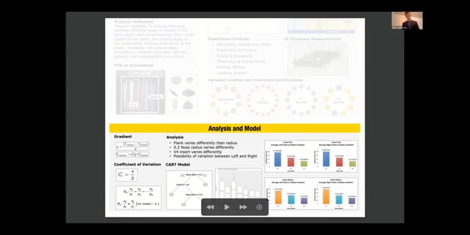The next step after designing the experiment and having it be run was to deal with the data we got. And we mainly did this in 4 ways. One that's not pictured is hypothesis testing. One is gradient, another is coefficient of variation, and in R, we created a CART model to classify our inserts. To the right, you see some visualizations of our data and what we've done.